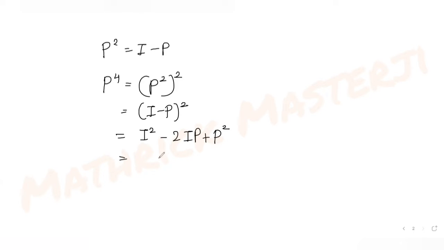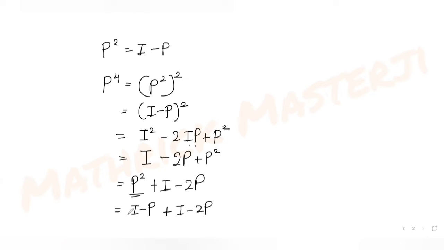We know the square of an identity matrix is always going to be the same identity matrix, so I squared is I. An identity matrix multiplied with any other matrix gives the same matrix, with the same elements. So that gives I minus 2P plus P squared. Now I already know P squared, so if I substitute, I can write P squared as I minus P, plus I minus 2P. So I plus I gives 2I, minus 3P. So you get P raised to 4 in terms of I and P, which is 2I minus 3P.